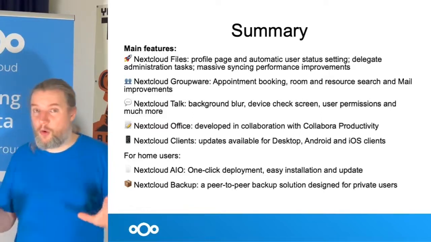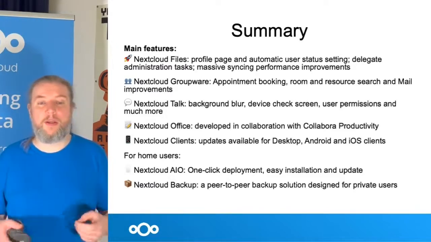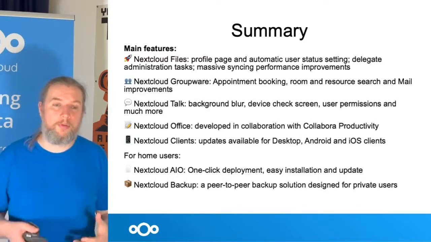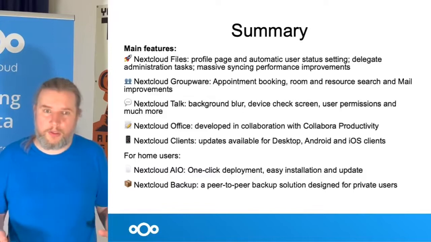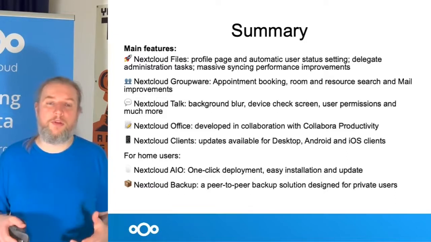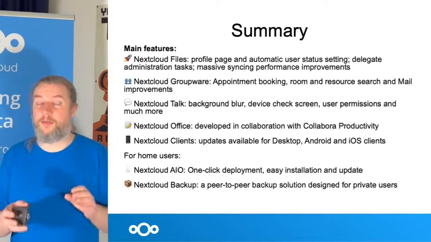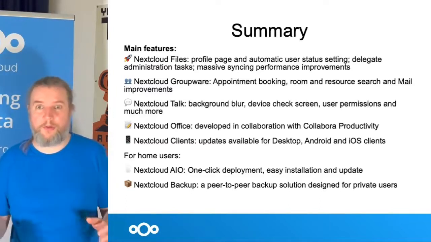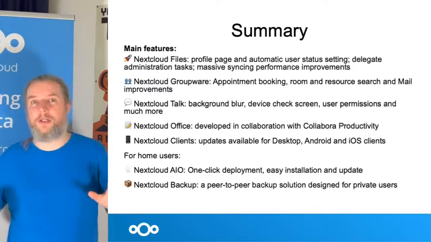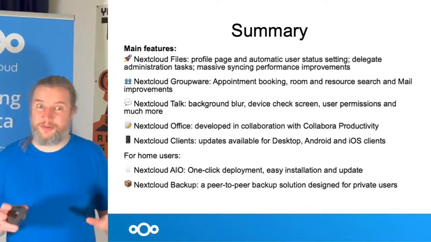We introduced Nextcloud Office. I'll get to that, but really cool. Improvements to the desktop client and mobile clients. And for home users, really cool, new easy deployment method. The Nextcloud AIO all-in-one is a Docker container with Docker containers in it that makes deployment, installation, updates really easy. And we introduced Nextcloud Backup. This is a peer-to-peer backup solution for private users. Again, not for business. Okay, don't use it in your company. It's not made for that. There are better tools for that. So let's go into the details. This was just an overview.